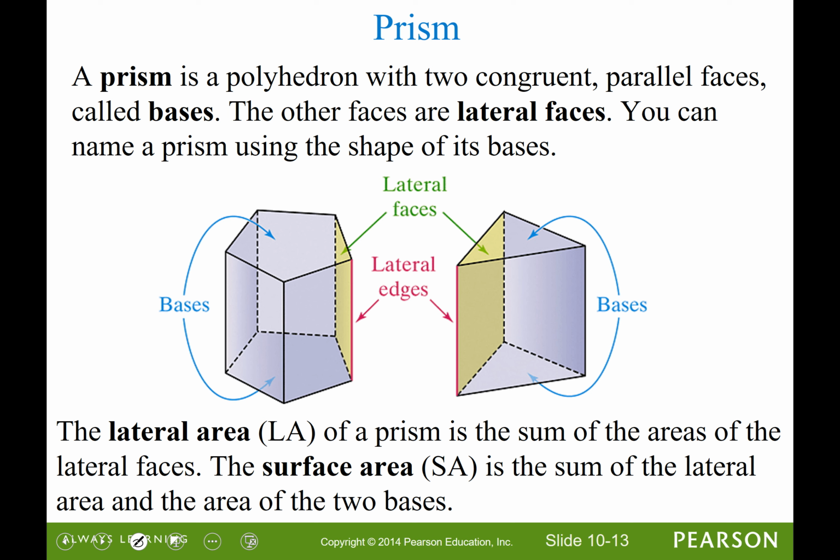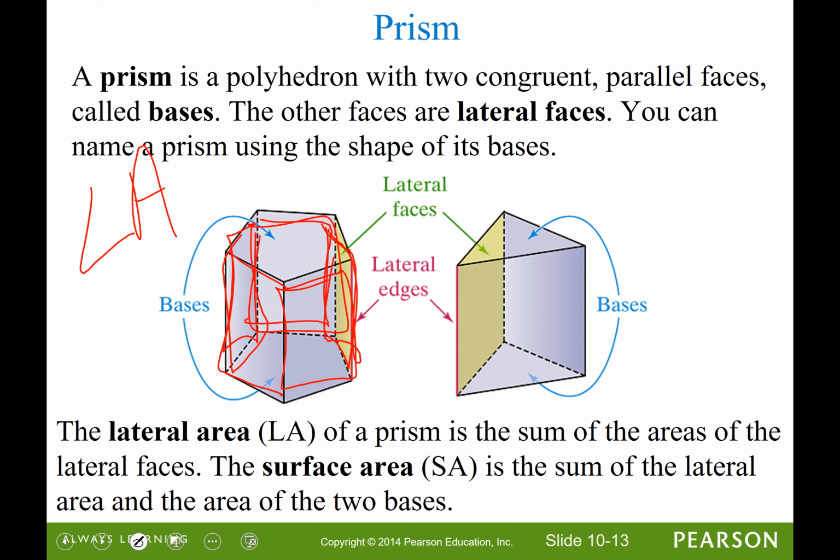One way to explain that might make more sense if we focus on this one right here first. If you are wanting to paint or wrap just the rectangular parts, just the surrounding part, maybe wallpaper, that is the lateral area. Think of a room: if you're standing inside of it and you're just going to wallpaper the walls, you're not going to wallpaper the ceiling or the floor. You would have to calculate your lateral area to know how much wallpaper to buy.